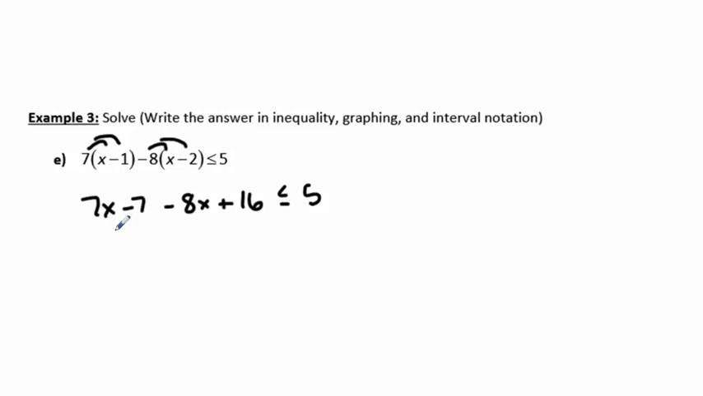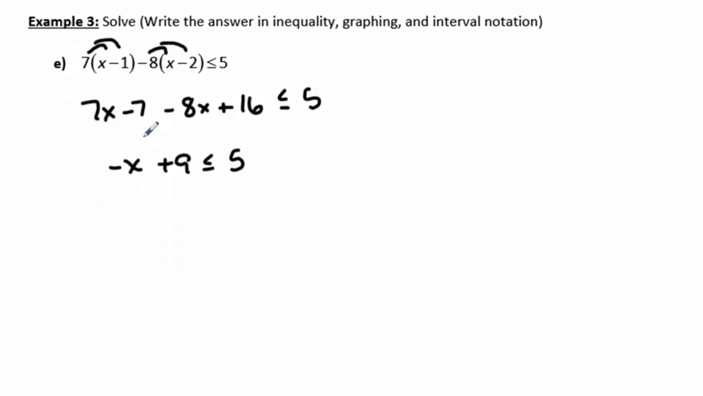Okay? Combine like terms. 7x minus 8x is negative x. Negative 7 plus 16, positive 9. Less than or equal to 5. Solving for x, we're going to subtract 9 from both sides. So negative x is less than or equal to negative 4.